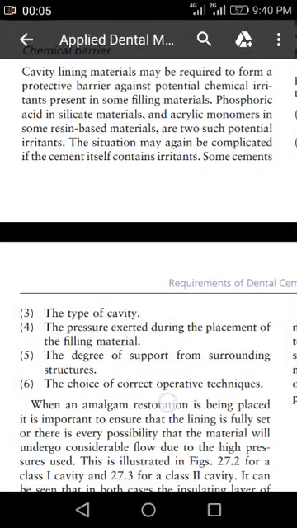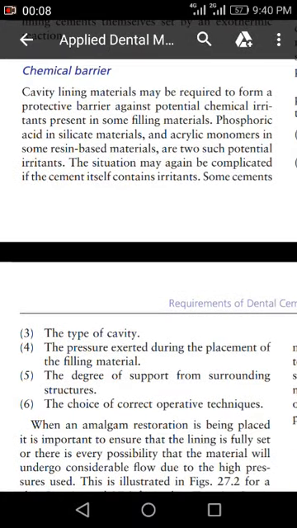Chemical barrier. Cavity lining materials may be required to form a protective barrier against potential chemical irritants present in some filling materials. Phosphoric acid in silicate materials, and acrylic monomers in some resin-based materials, are two such potential irritants. The situation may again be complicated if the cement itself contains irritants.